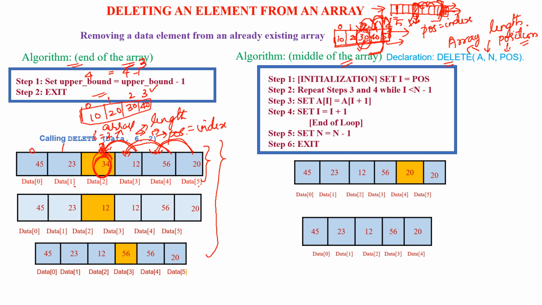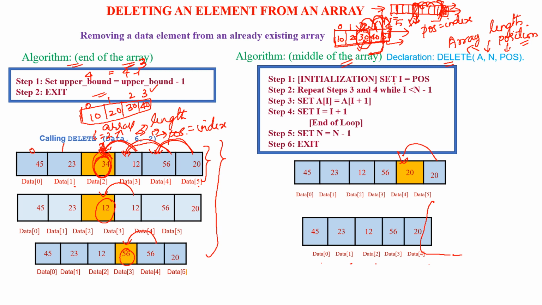See here, for the second case, this 12 is shifted here. This 12 is moved here, right? That is why it is highlighted. Next position, see here, 56 will be shifted here. Okay. Next step, 20 will be shifted here. Last step, your data of 5 will be eliminated, and you will be getting data of 0, 1, 2, 3, 4.